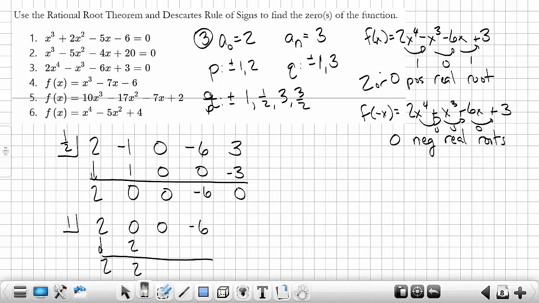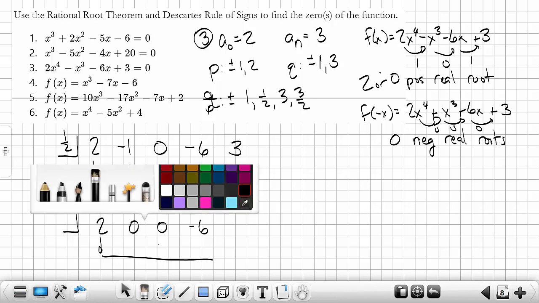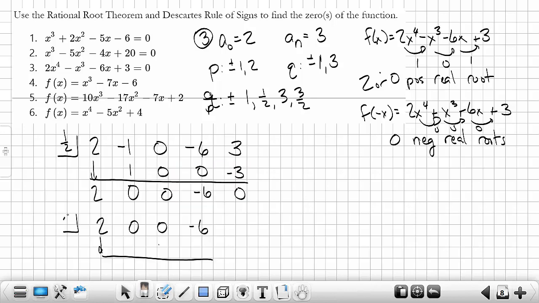Get 2, 2, 2, 2. Oops, that didn't work. I need it to grow. So it can't be 1. Is it 3 halves? Nope, 3 halves didn't work already. Is it 1 half again? No, 1 half will make it shrink. Is it 3? That doesn't make sense. 2, 2, 6. Nope, that's not going to work.